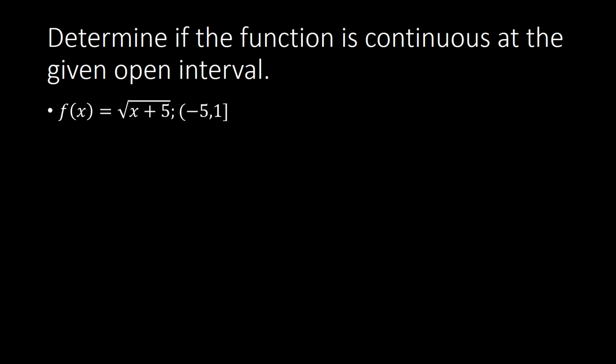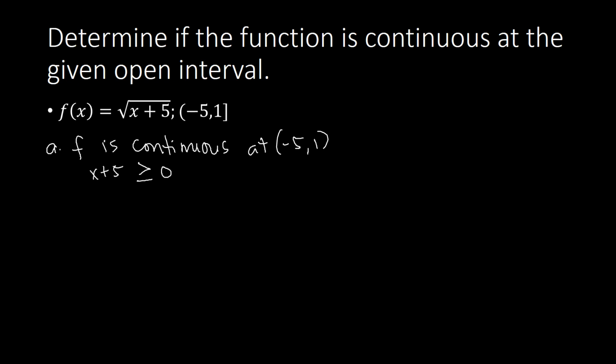We have the square root of x plus 5. We are to check first because this is half closed. We have to satisfy our a first, whether f is continuous at the interval negative 5, 1. Upon checking that one, we have x plus 5 as the radicand. So we have x plus 5. This must be greater than or equal to 0. Moving 5 to the other side, x is greater than or equal to negative 5.